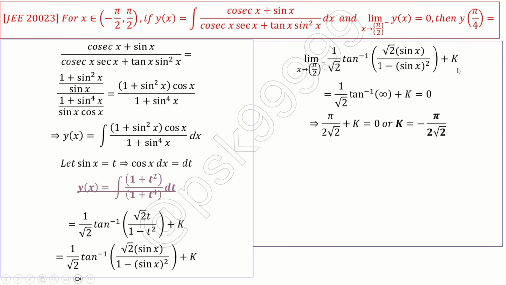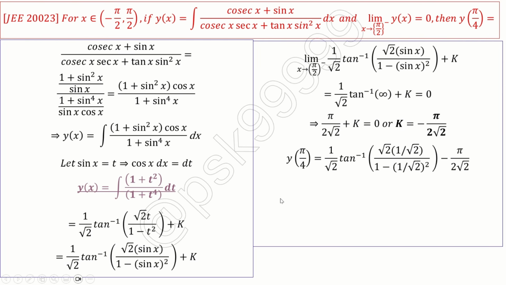Once you get the constant value, y of pi by 4 is very simple. So y of pi by 4 is 1 by square root of 2 tan inverse of square root of 2 into 1 by square root of 2 divided by 1 minus 1 by square root of 2 whole square. Simplify it basically, and this is the constant term minus pi by 2 root 2. Okay, simplify it. You get the answer, that is 1 by square root of 2 into tan inverse 2 minus pi by 2. Okay, it looks complicated, but this is the right option from the choices. Okay, this is the answer.